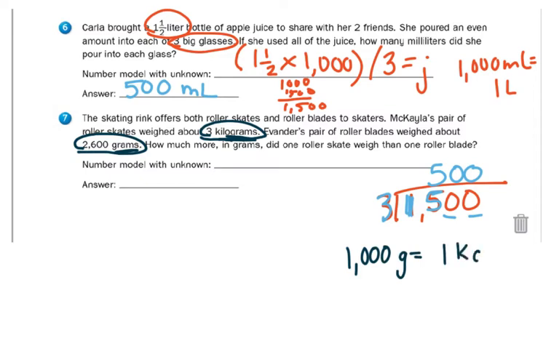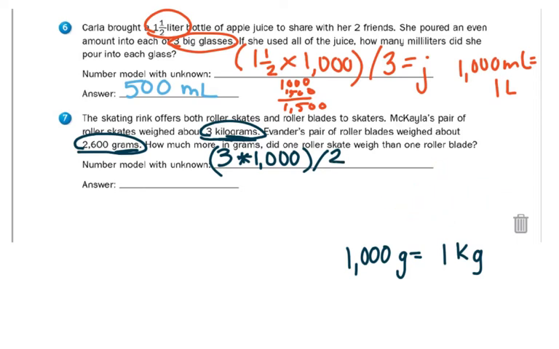in each kilogram. So we're going to take the 3 kilograms times 1,000 grams in a kilogram, and then divide that by 2 because we're talking a pair of roller skates, so that would be 2 individual ones. And then we're going to subtract the weight of Evander's. Evander's is 2,600 grams divided by 2, because a pair would be 2 individual skates together. And then that should give us the difference.